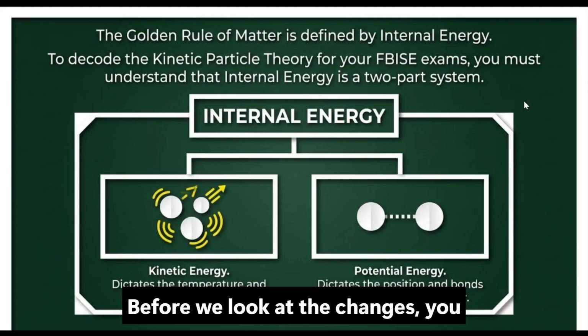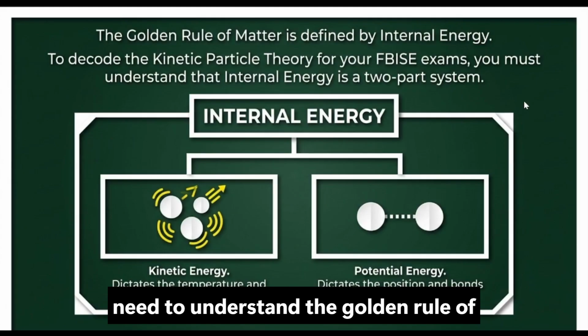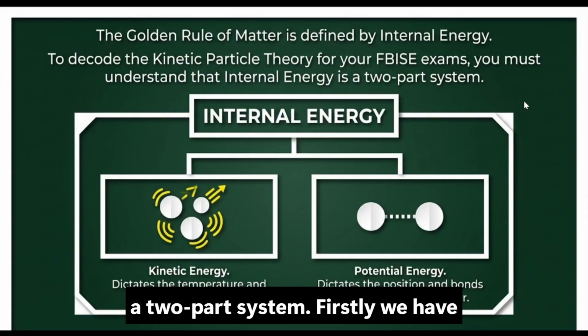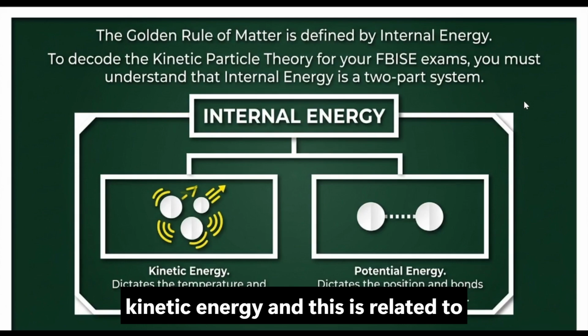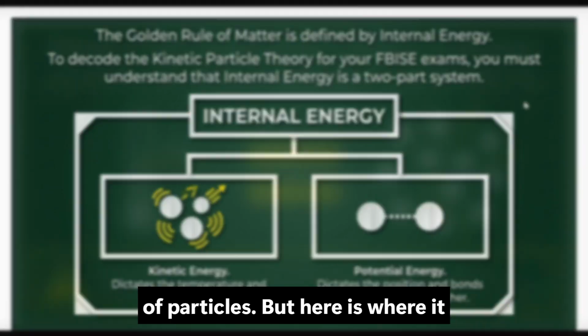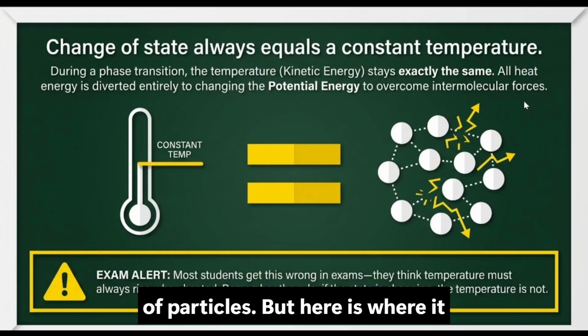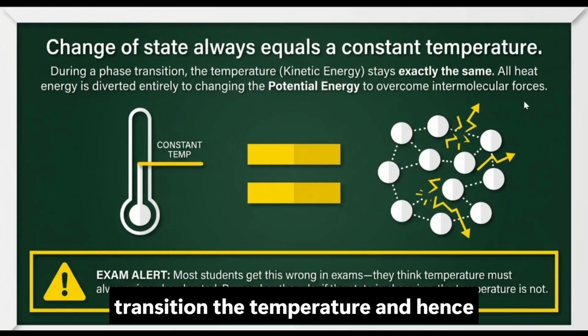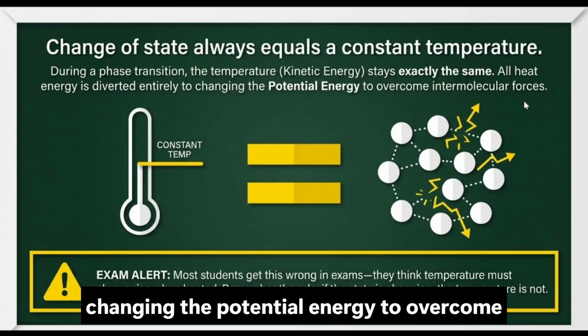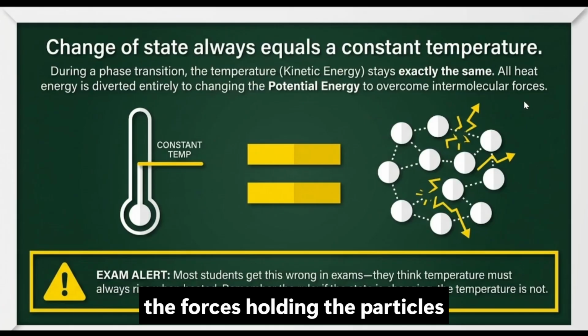Before we look at the changes, you need to understand the golden rule of matter, which is internal energy. This is a two-part system. Firstly, we have kinetic energy, and this is related to the temperature, while potential energy is related to the position and interaction of particles. But here is where it gets interesting. During a phase transition, the temperature and hence kinetic energy stays exactly the same. Instead, all that heat energy goes into changing the potential energy to overcome the forces holding the particles together.